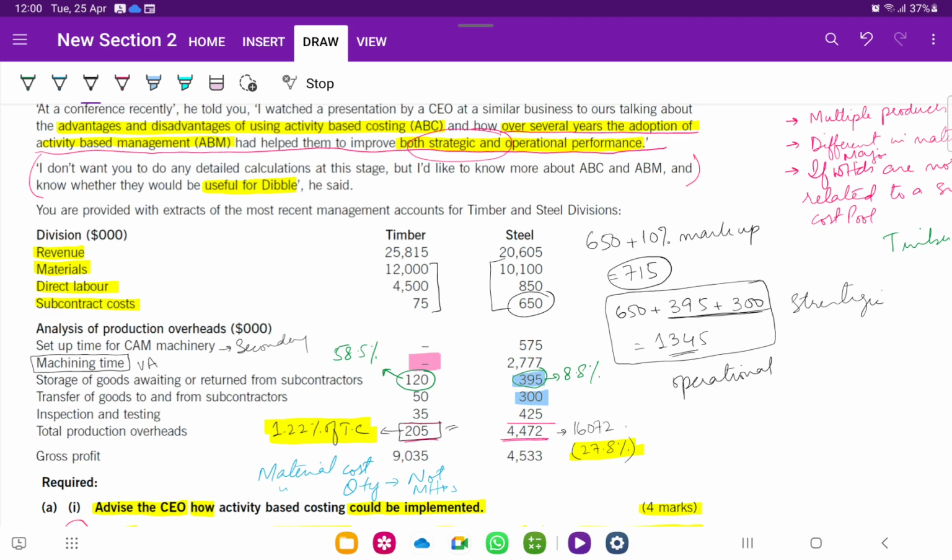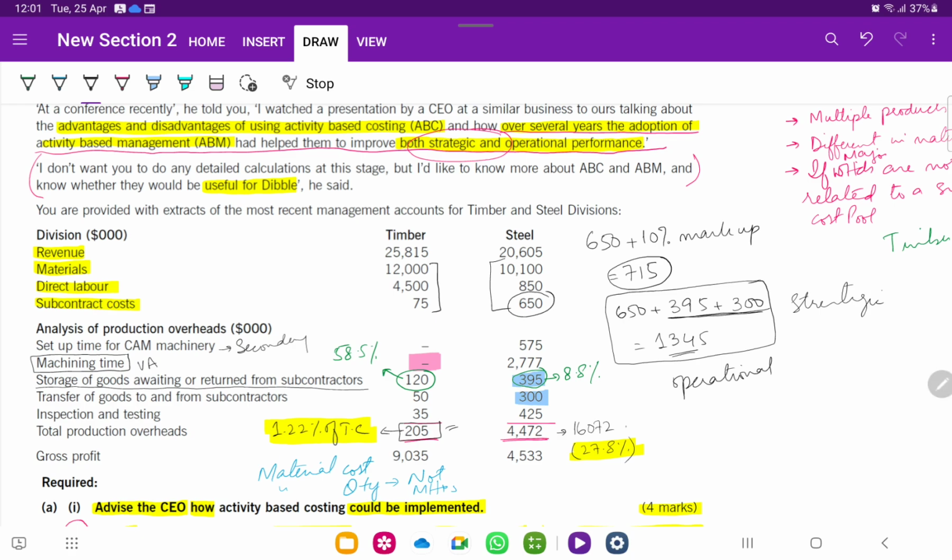Now what about the remaining 3? Storage of goods awaiting or return from subcontractor. We have stored the goods because we will send them to the subcontractor when required, right? When they want it, we will send it. When they have capacity, we will send it. And after completing the work, the subcontractor will return it to us, right? So try to pause this video and think whether this is a value added activity or not, number 1. And if it is a non value added activity, can we eliminate that?